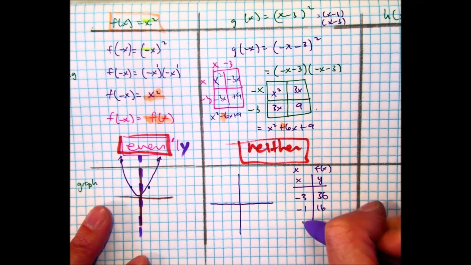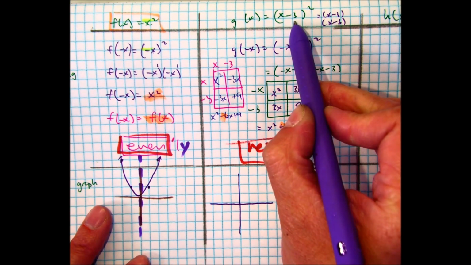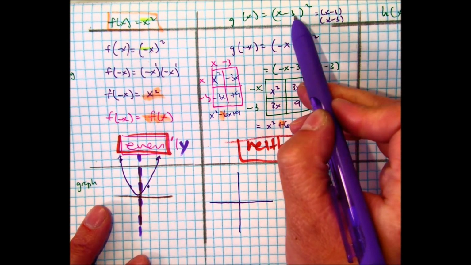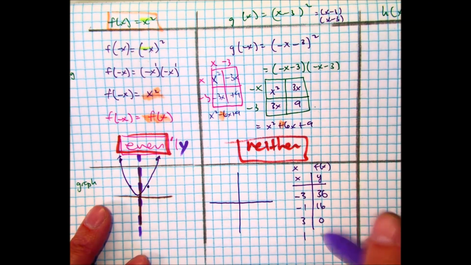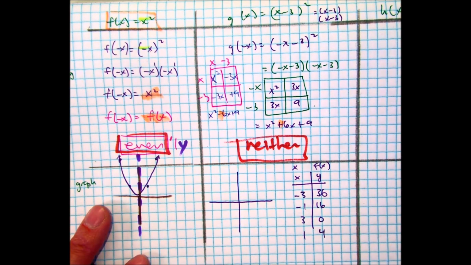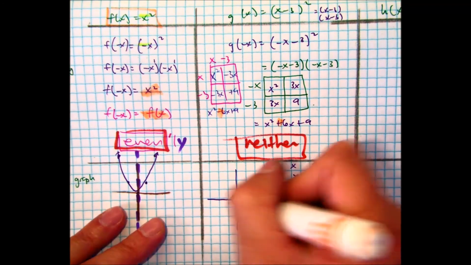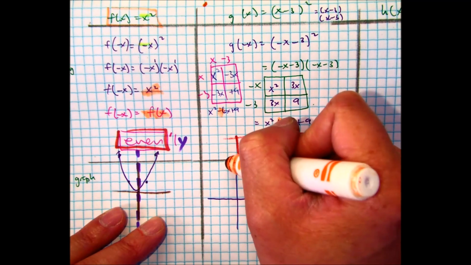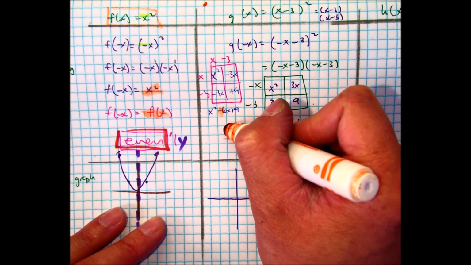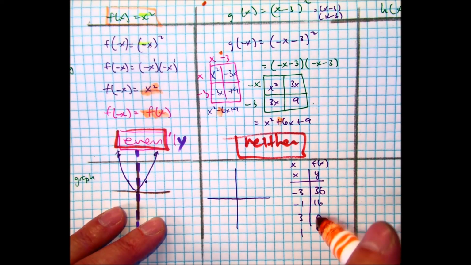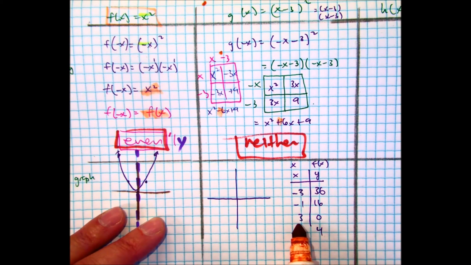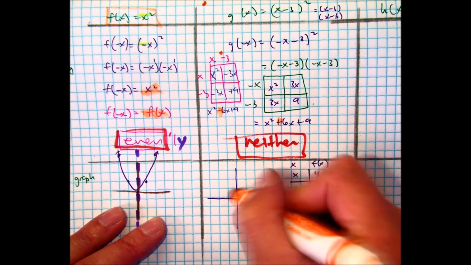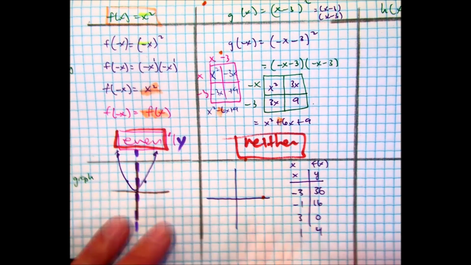Let's try 3. 3 minus 3, and 0 squared is? Let's try 1. 1 minus 3, negative 2 squared is 4. So we can graph these points. Negative 3 way up here, somewhere way on top of my picture, right? Negative 1, 16. Really high. Right, 3, 0, and then 1, 4. My graph's going to look something like this.